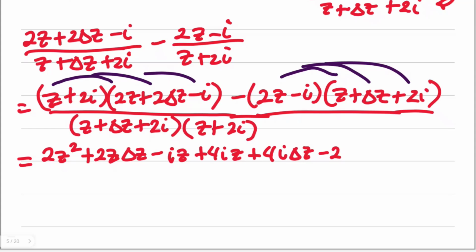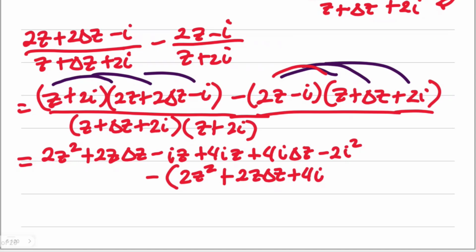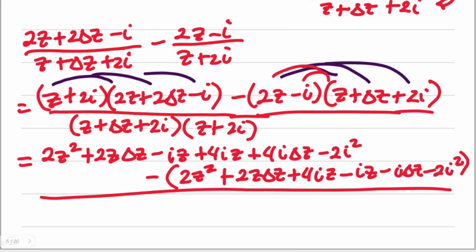So 2i squared. Okay, minus the second grouping symbol. You have here 2z squared, this one here. Again, sticking with the negative in the meantime and having a grouping symbol. So we have here plus 2z delta z, and you have here plus 4iz. Then this one here, minus iz, minus i delta z, and minus 2i squared. These are all over the product of your denominator. That's z squared.